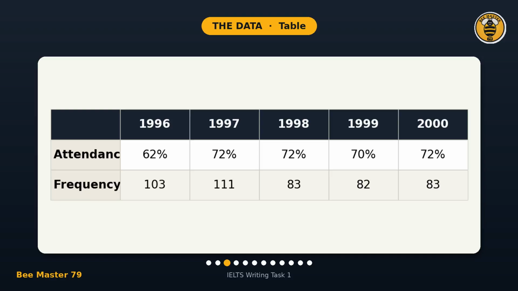First, the table. Each year it gives two figures, attendance as a percentage of the population and the average number of visits. Attendance begins at 62% in 1996, climbs to 72%, and then stays close to that level. The average visits, though, tell a different story. They rise to a peak of 111 in 1997 and then fall sharply to the low 80s.